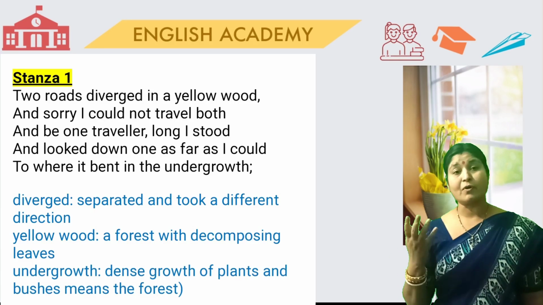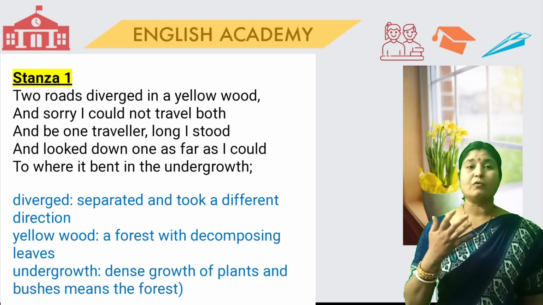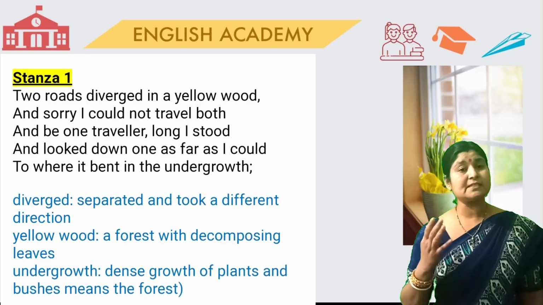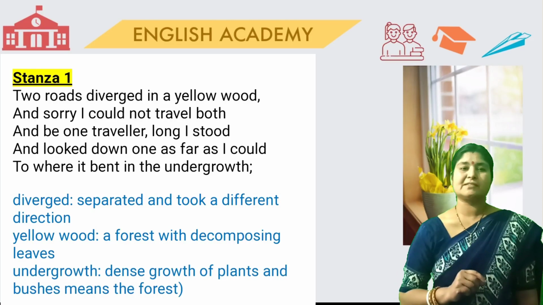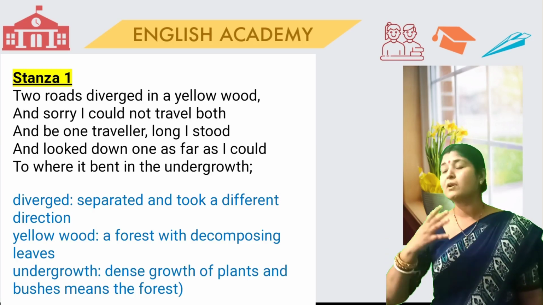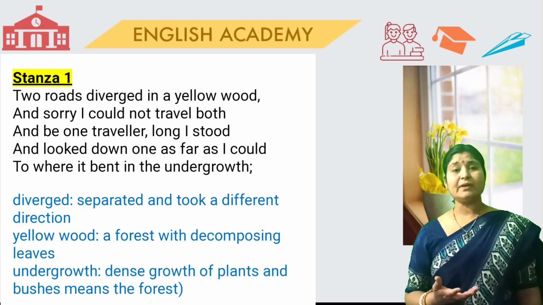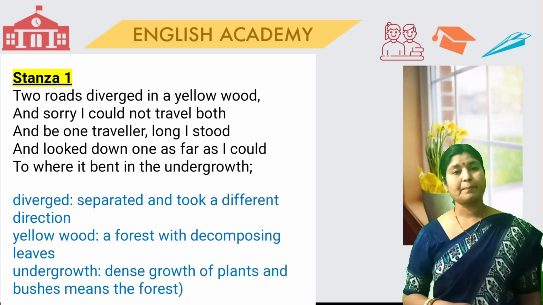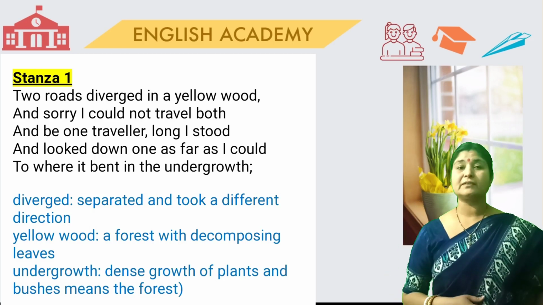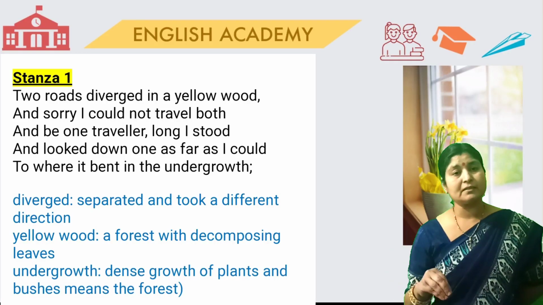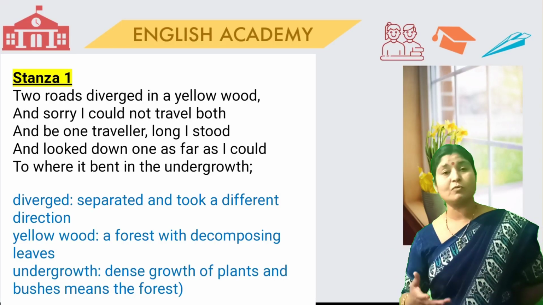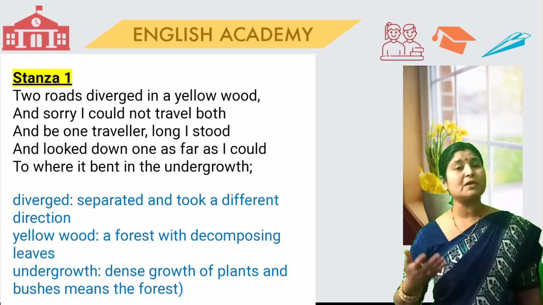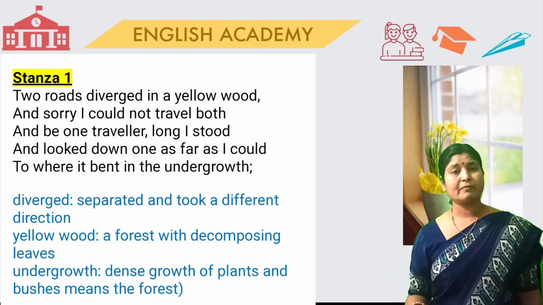Yellow wood means a forest with leaves which are wearing out and have turned yellow in color, and it shows the season of autumn. It represents a world which is full of people, where people have been living for many years. They represent people who are older. And the poet kept standing on that road, thinking which route he must take, which route he must choose in his life.